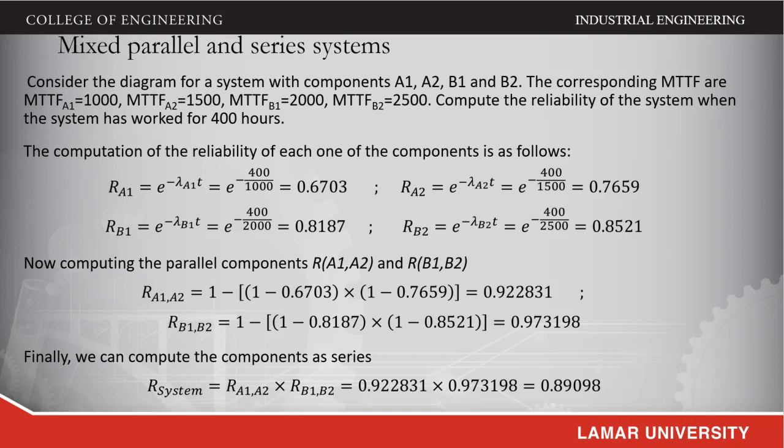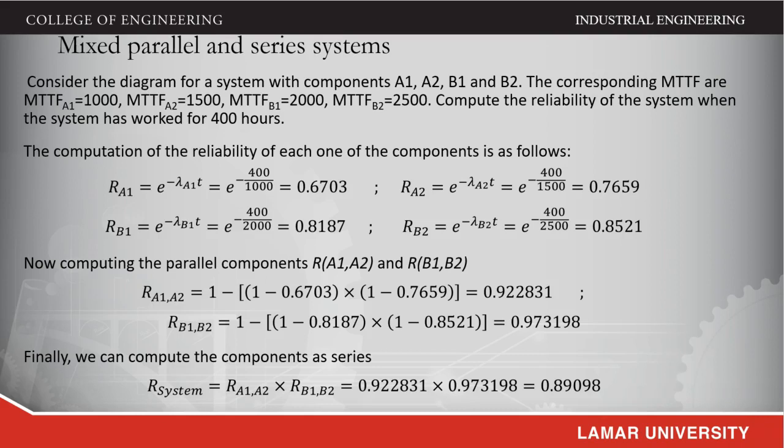So the computations for this example are, first, we need to know the mean time to failure for each one of these components, and the mean time to failure respectively for A1, A2, B1, and B2 are 1,000, 1,500, 2,000, and 2,500 hours. The question is to compute the reliability of the system when the system has worked for 400 hours. So first we compute the reliability of each one of the components when they have worked 400 hours. Here the only change from one component to the other is the mean time to failure or the failure rate, and we can relatively easily compute the reliability of each one of the components.